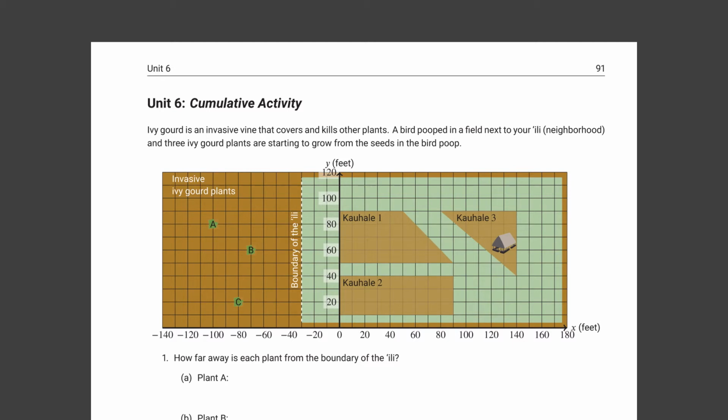Ivy gourd is a vine that causes a lot of destruction in Hawaii because they grow very aggressively. Once they start growing, they'll never stop until they've covered all the plants around them and starved them from the sun and from nutrients.